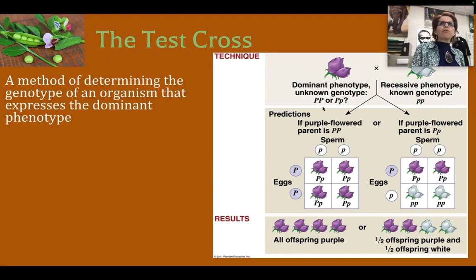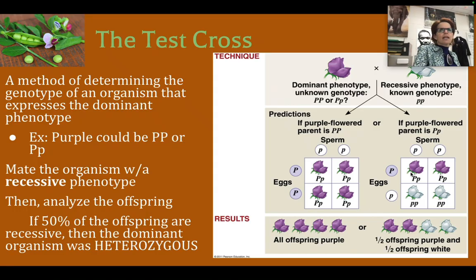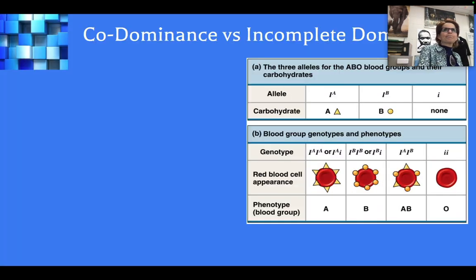If the flower was homozygous dominant, then 100% of the babies will be purple, because that one only had dominant purple genes to pass on. But if the purple flower was heterozygous, then we'd expect half of the babies to be recessive. And that's how he could tell. And that's what a test cross is.